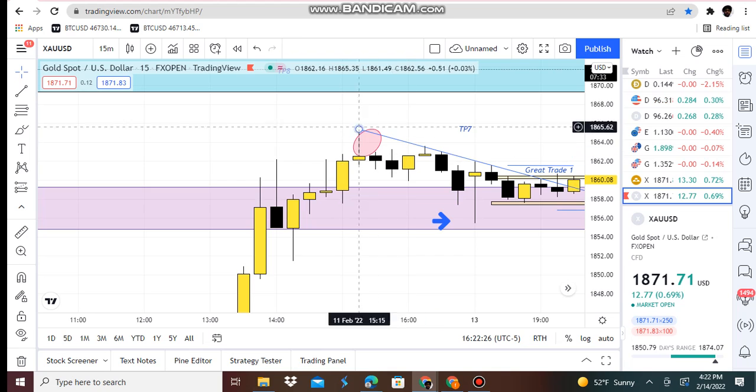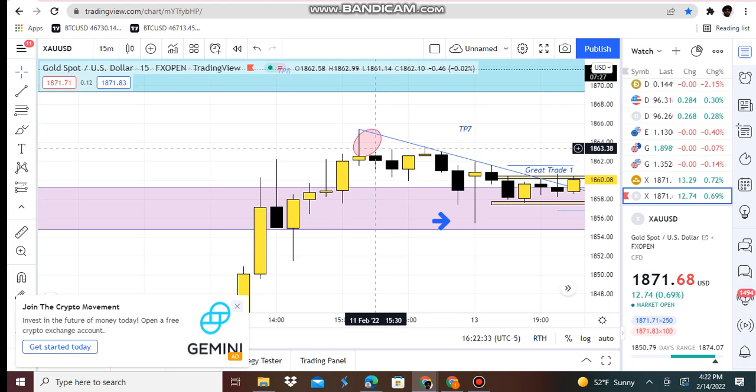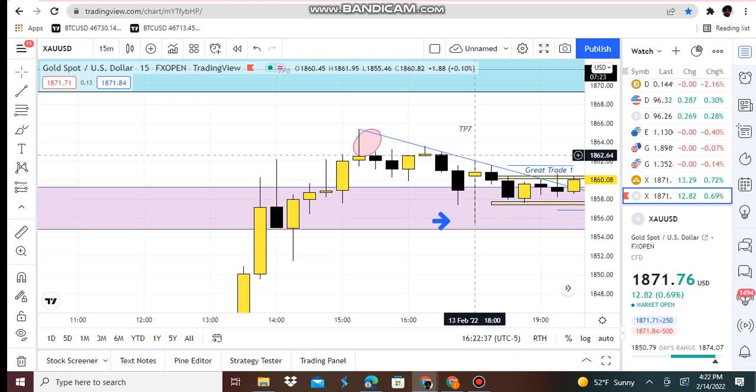After this shooting star pattern, it just lets us know that buyers tried to push price up to TP8, but sellers came back down and pushed price back down to take profit 7, creating this shooting star pattern, letting us know that buyers are getting exhausted.